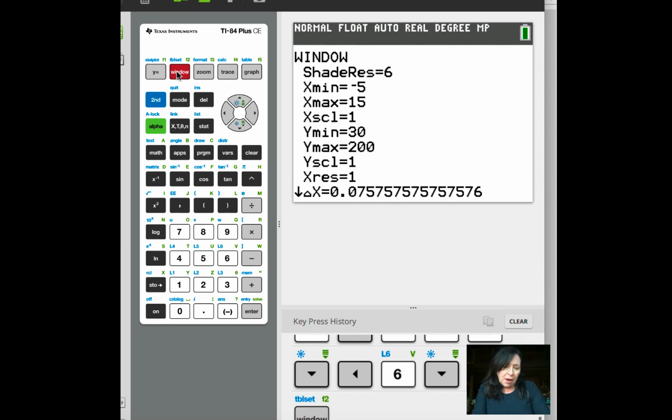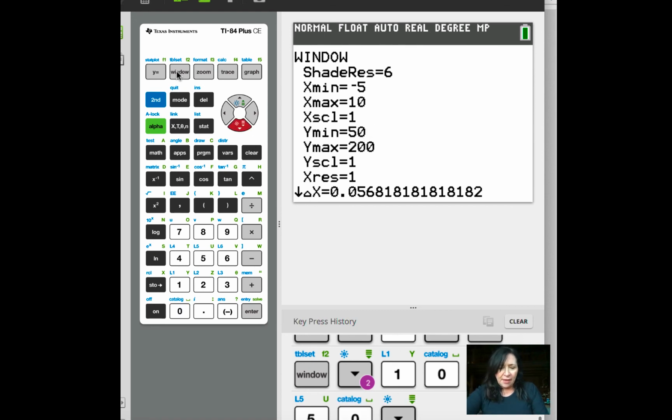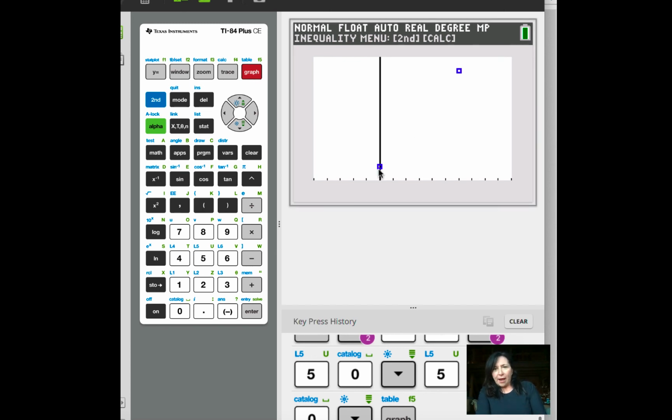And I see that for x, my x goes from 0 to 6. So, I mean, I could have the -5 there, totally fine. The max 15, I mean, I could even just make that go to 10. And then for y, my minimum is 100. So I'm going to actually make this go from 50, and then 450 is the max. So let's make that go to 500, just to make sure we can see everything in it. So now I'm going to hit graph, and this is what I have.